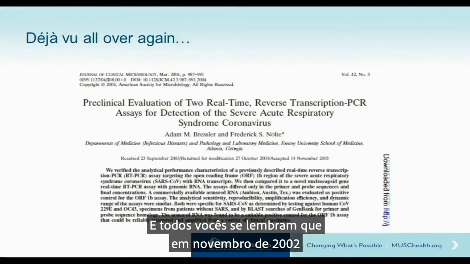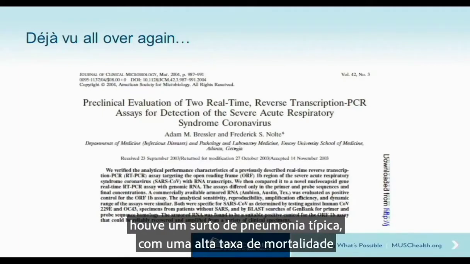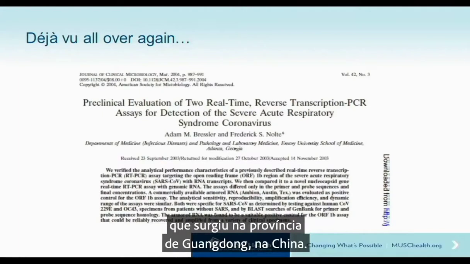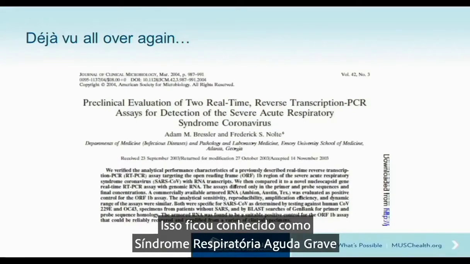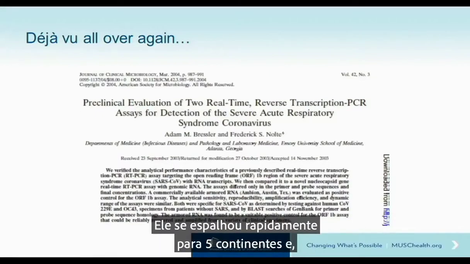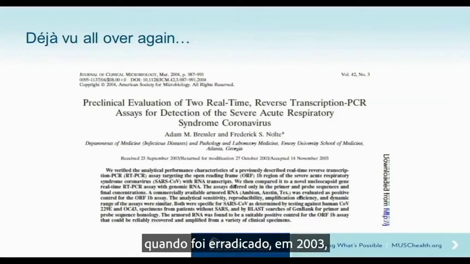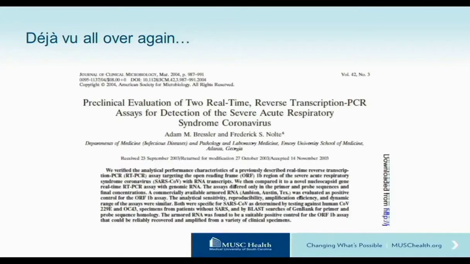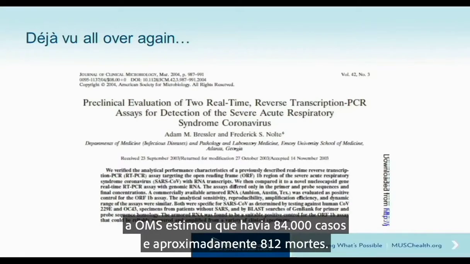And you all remember that in November of 2002, there was an outbreak of atypical pneumonia with a high fatality rate that emerged in Guangdong province in China. That became known as severe acute respiratory syndrome, and the virus became known as the SARS coronavirus. It quickly spread to 5 continents, and by the time it burnt itself out in 2003, WHO estimated there were 8,400 cases and approximately 812 deaths.